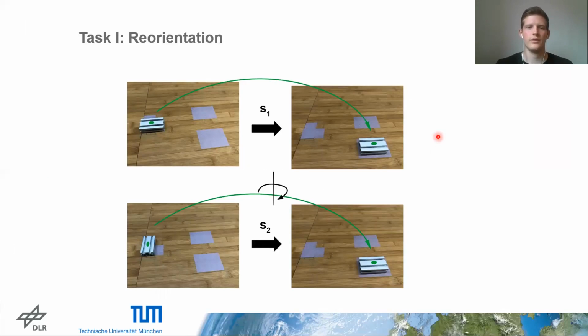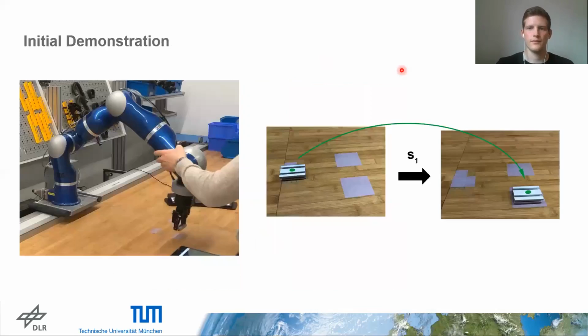I'd like to demonstrate our method with the help of a simple task example, where the goal is to manipulate an object from a start location to a goal location. In case the object is rotated by 90 degrees in the start location, the robot has to reorient it and place it in the goal location. Our method starts with an initial user demonstration, where the user picks up the object in the start location and places it in the goal location with the robot. This initial demonstration is then repeated by the robot in order to increase the variability of the demonstration.